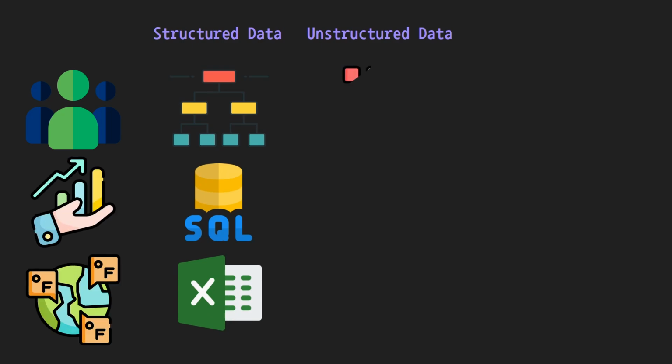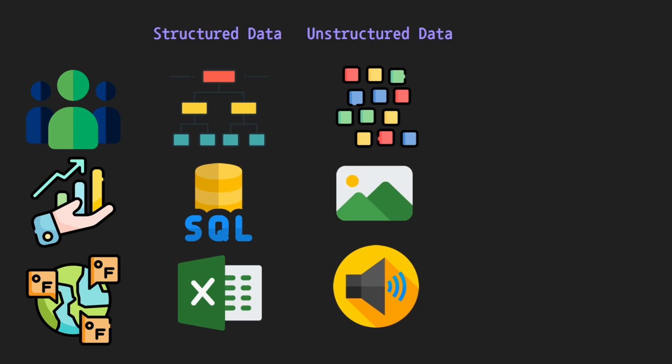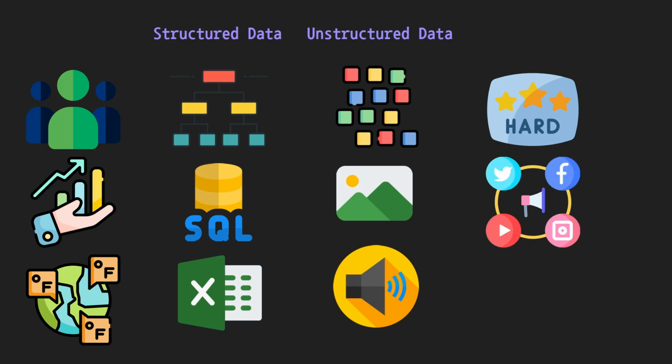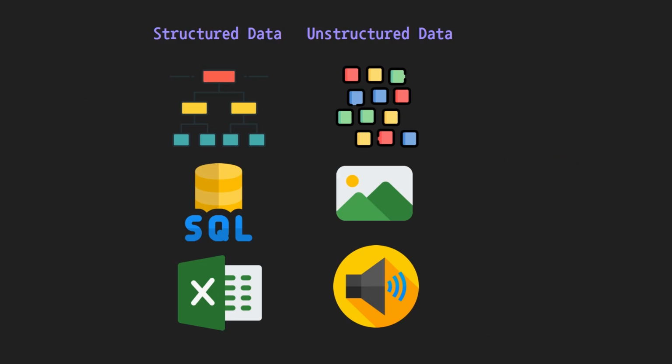Unstructured data, on the other hand, is not organized in a specific format. This type of data includes text, images, audio, and video. Unstructured data is more difficult to work with, but it can contain valuable insights. For example, your social media posts, your customer reviews, and news articles.